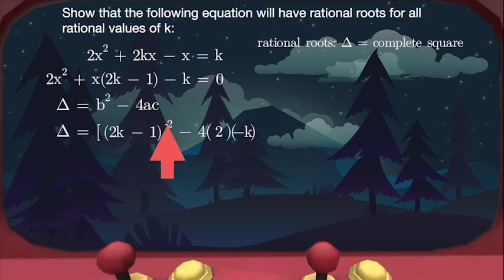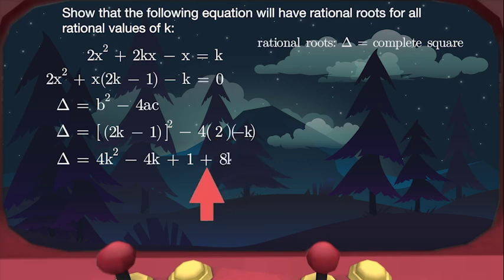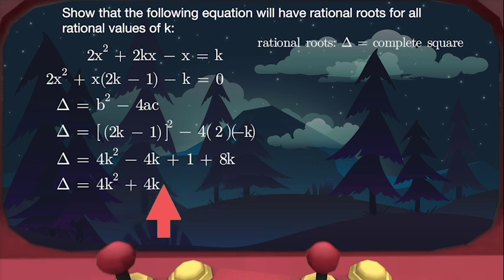Now this is a product of two binomials, so first times first gives us 4k squared. First times second times a 2 gives us minus 4k, and second times second gives us a plus 1. And then minus 4 times 2 times a minus k gives us a plus 8k. Then we simplify this and we end up with 4k squared, and then minus 4k plus 8k gives us a plus 4k, and this plus 1 we write down again.